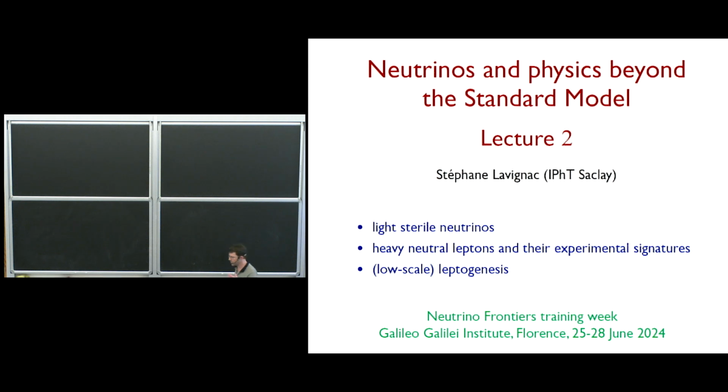I will basically present the formalism, which is not very complicated, but might be useful for those of you who have never seen it: how light sterile neutrinos affect neutrino oscillation probabilities.